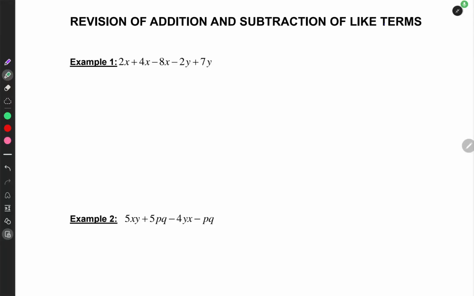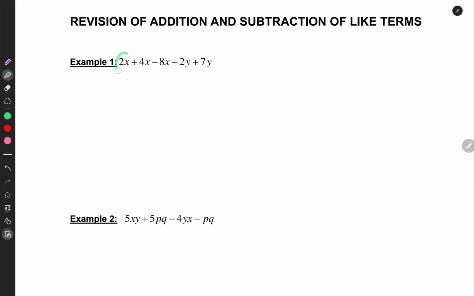Hello everyone. So in this video we're going to be doing just a little bit of revision on addition and subtraction of like terms, right? So as you can see, we're going to have to group all the like terms. Let's start with example 1.